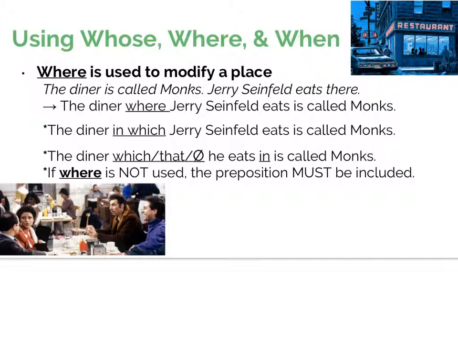It is also important to know that if you decide to use which or that, or if you decide to delete the adjective clause pronoun in order to join the sentences together, you must use a preposition that demonstrates location in the sentence. In other words, if you don't use where in an adjective clause, you need to use a preposition in the adjective clause. Look at the second example. The diner in which Jerry Seinfeld eats is called Monk's.